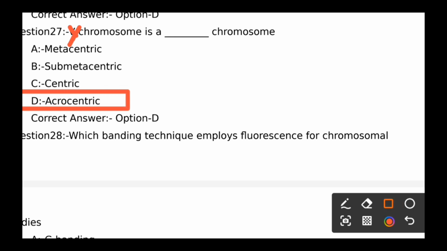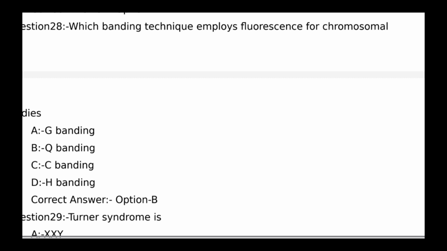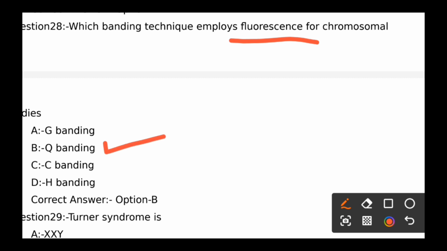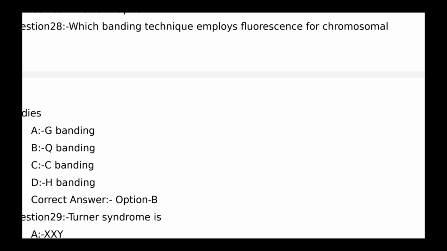Next question. Question number 28. Which banding technique employs fluorescence for chromosomal studies? Option A G banding, option B Q banding, option C C banding, option D H banding. The right answer is option B Q banding. The technique which employs fluorescence for chromosomal studies is Q banding.